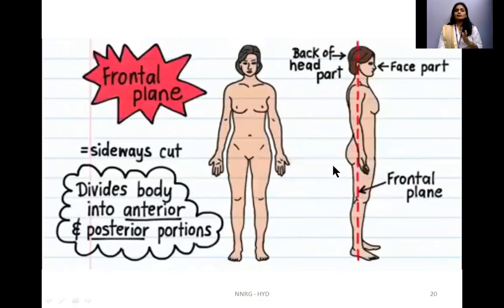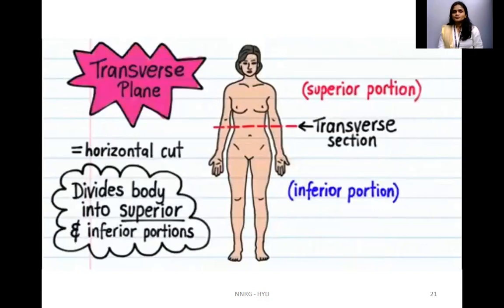The next plane is the frontal plane. In sagittal, you are cutting the body or the organ like this, whereas in the frontal plane you will cut it like this. The front part and the back part will be divided. When you cut frontally, you divide the body into the front part and the back part. So front and back are divided now.